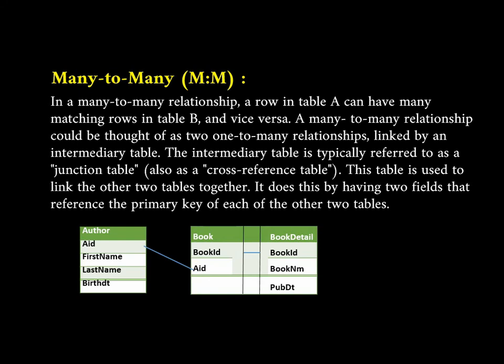And the last one we learned is the many to many relationship. In this relationship, a row in table A can have many matching rows in table B, and vice versa. A many to many relationship could be thought of as two one to many relationships linked by an intermediary table. The intermediary table is typically referred to as a junction table, also called a cross reference table, and this table is used to link the other two tables together.